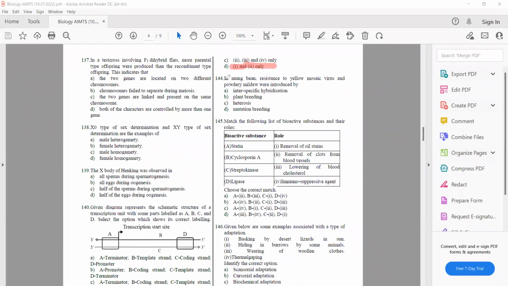One and 2. 144, in mung bean, resistance to yellow mosaic virus and powdery mildew were introduced by. So by which procedure have we introduced this? Via mutation breeding.